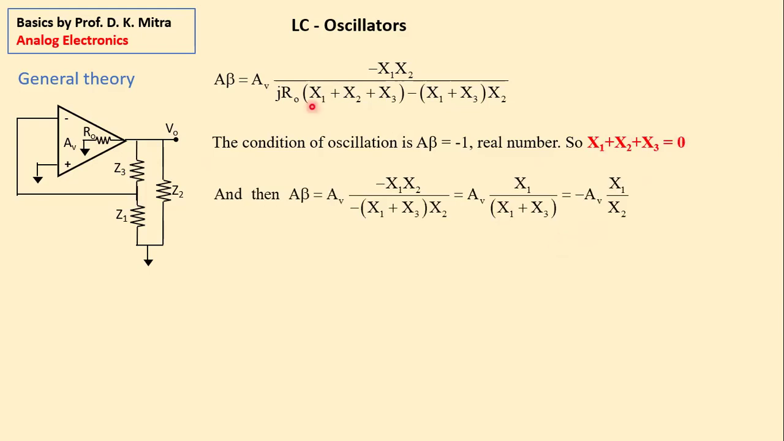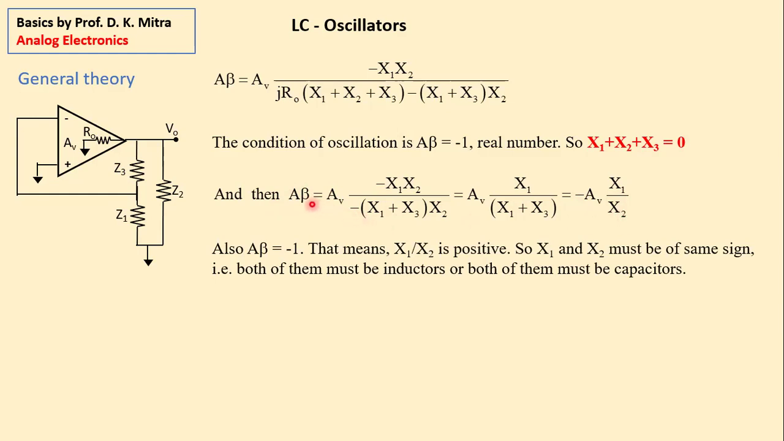Next, if this is equal to 0, then what is the value of A beta? It is AB multiplied by minus X1 X2 divided by minus X1 plus X3 into X2. So this minus and this minus get cancelled, and this X2 and X2 get cancelled. That is X1 by X1 plus X3. Now from this equation, X1 plus X3 is minus X2. So here it becomes minus sign X1 by X2. So A beta is equal to minus AB X1 upon X2. Fine? Okay.